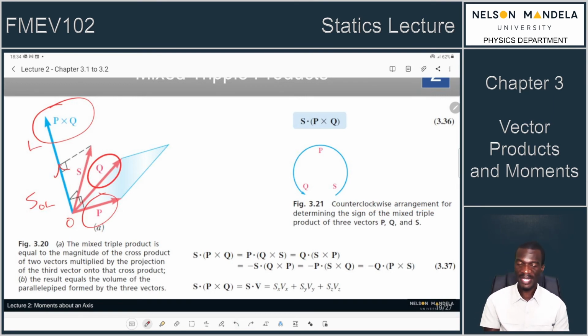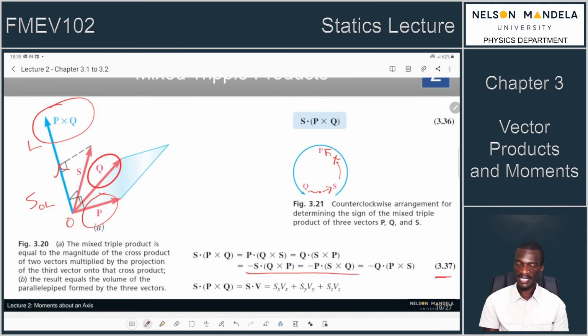So this is the reason why in equation 37, the mixed triple product is defined as follows: S dot P cross Q. S dot P cross Q in this direction is the same as P dot Q cross S, right? And it is the same as Q dot S cross P. So that's our cycle for the mixed triple product.